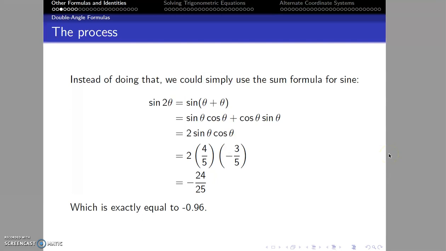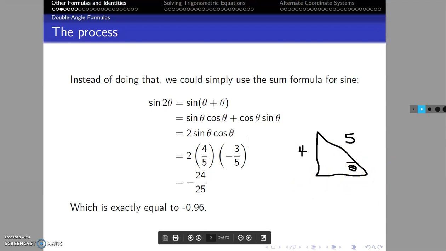And what that more is going to be is to recognize, 2 theta, that's theta plus theta. I use my sum formula for theta plus theta: sine cosine, cosine sine. Everything's equal, so it adds together to be 2 sine theta cosine theta. Now here's one problem. I know that sine of theta is 4/5, but I now need cosine of theta. And the way we're going to do that is with triangle substitution. I know that for my theta, the sine of that angle is 4/5. So for this to be a right triangle, that last side has got to be 3.